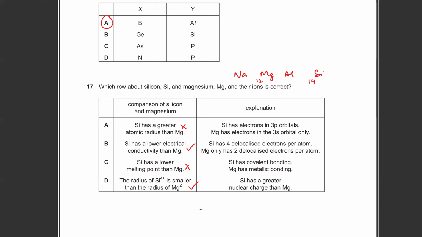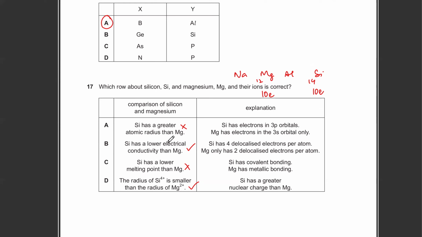The radii decrease when you move to the right. 12 protons, 14 protons. They have the same number of electrons. This is going to have 10 electrons, 4 plus. This is also going to have 10 electrons if it's 2 plus, right? Because of the higher protons, the electrons are going to be more strongly attracted. So the radius is going to be smaller. So option D over here, the first column, is correct as well.